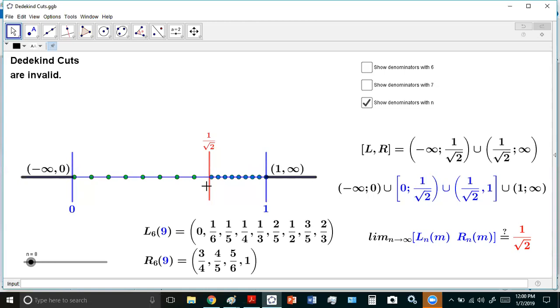And as you see, it doesn't help you because the limit as n approaches infinity is not equal to 1 over square root 2. There is no unique m, as I've shown you. M is the division of the two sets into a left and right. No unique m that will give you the particular number or the particular magnitude that you're trying to measure on the number line. So Dedekind cuts have many flaws.